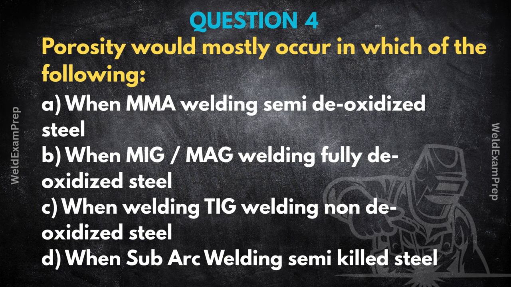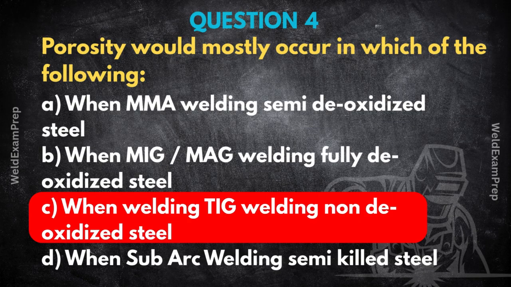Porosity is most likely, based on these options, in C, when TIG welding non-deoxidized steel. To understand this, we need to remember what porosity is, basically. Trapped gas bubbles, little voids in the weld metal. These gases can come from anywhere: contamination, moisture, shielding gas issues, or reactions within the weld pool itself. Now, TIG welding, gas tungsten arc welding, it's known for being very clean, very precise. It uses an inert shielding gas like argon, and often very little or no fluxing agents are involved unless you're using specific filler wires. Right, TIG is usually the clean process.